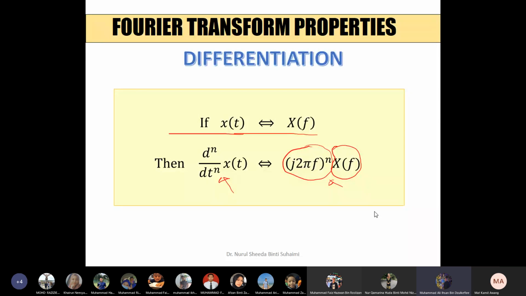Okay. So basically, differentiation in the time domain is just a multiplication by a factor of j2 pi f in the frequency domain. That's all. So it's simplified. So if you have the derivative dx of t over dt, then this one is j2 pi f times X of f.